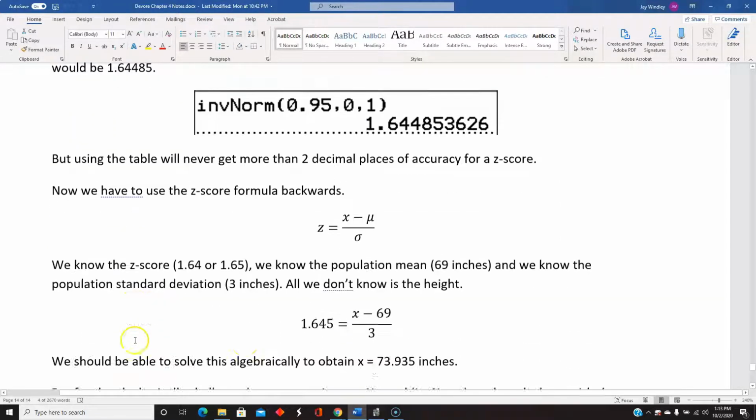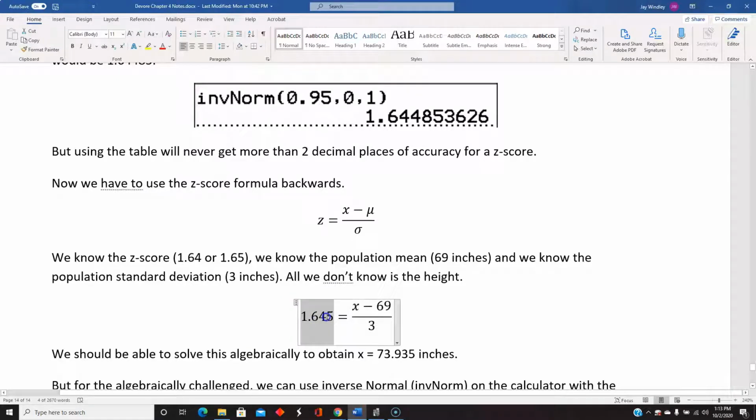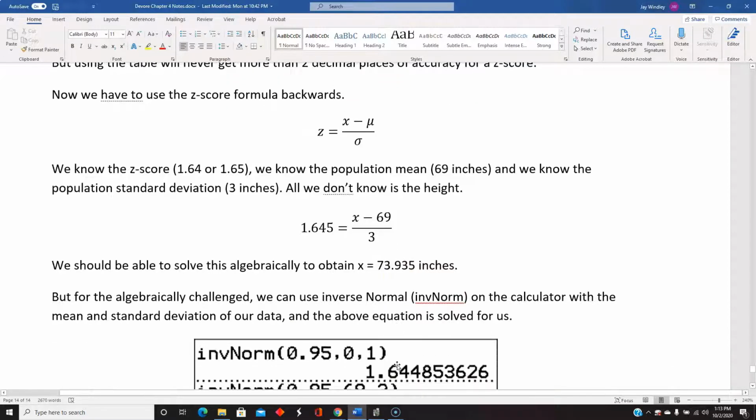So now that we know the z-score is 1.645, and by the way, we still know that the average of all male heights is 69, and we still know the standard deviation is 3. What we don't know, what we were asked for, is the adult male height that corresponds to the 95th percentile, so the adult male height that corresponds to a z-score of 1.645. Solve this little equation algebraically, and you get about 73.9 inches.